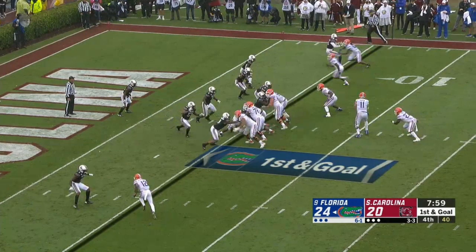Another important aspect to this play is the ball is snapped inside the 7-yard line, so the head linesman at the top of the screen has got to go to the goal line right at the snap to cover any play that may occur on the goal line.